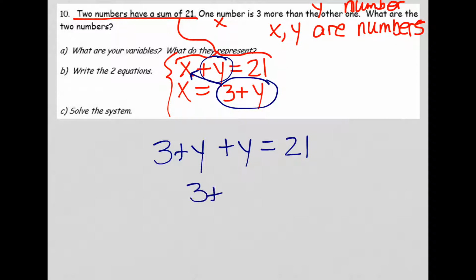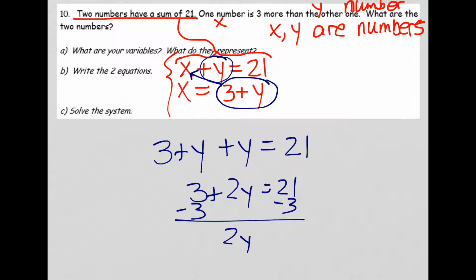So 3 plus 2Y equals 21. Let's subtract 3 from both sides. Hey, 2Y equals 18, so Y must equal 9. You're not finished because it says, what are the 2 numbers? Well, I only have one number. One number is 9. How do I find the other number?